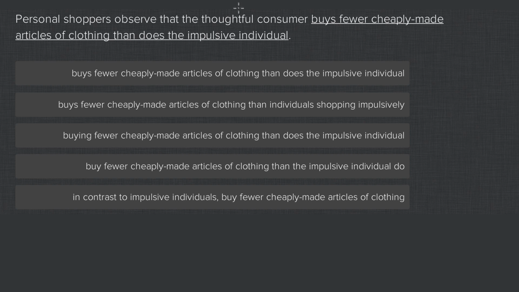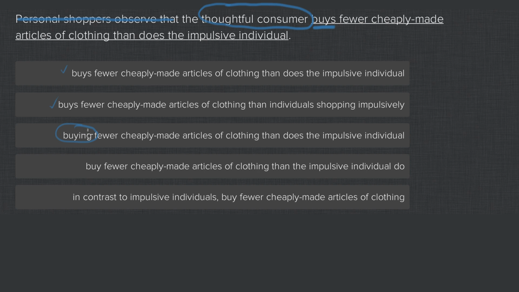And in this sentence, we appear to have a subject-verb agreement issue. So the subject of at least the second clause, people observe that the thoughtful consumer, that's the subject, right? Everything before that is its own clause. Thoughtful consumer buys, here's the verb. We want singular, singular. Consumer is singular, buys is singular. So the first two are okay in that regard.